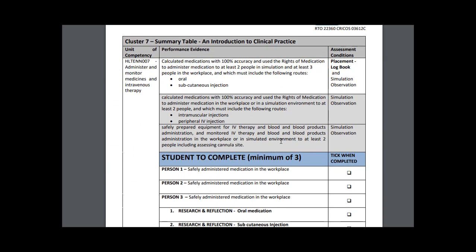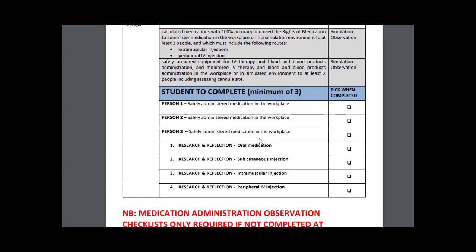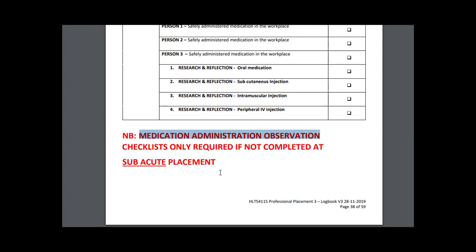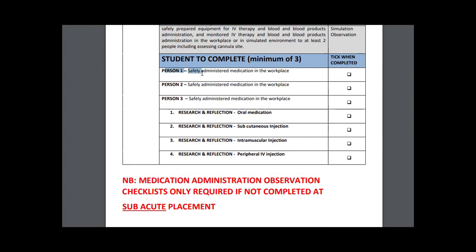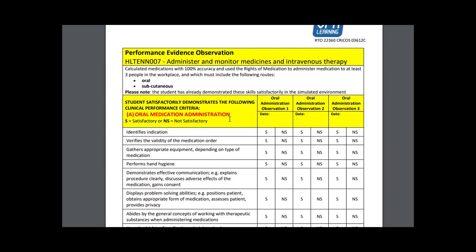And so then this next table is the same as in book 3A, which is the medication administration. And this is only if you didn't complete these 3 administrations whilst you're in your rehab placement. So as it says there, the medication administration observation is only required if not completed at subacute. So if you administered oral medication, you can leave that one because that will be completed in your other book, but these 2 will need to be completed. Okay, so it's very simple. It's just the same.